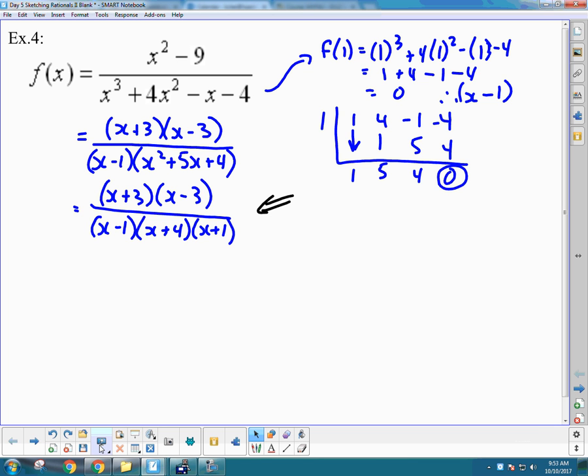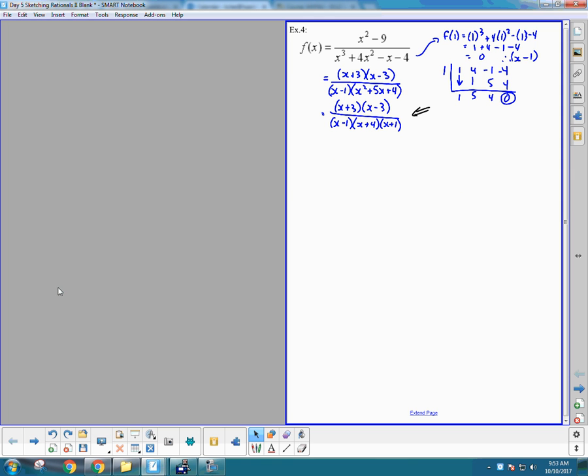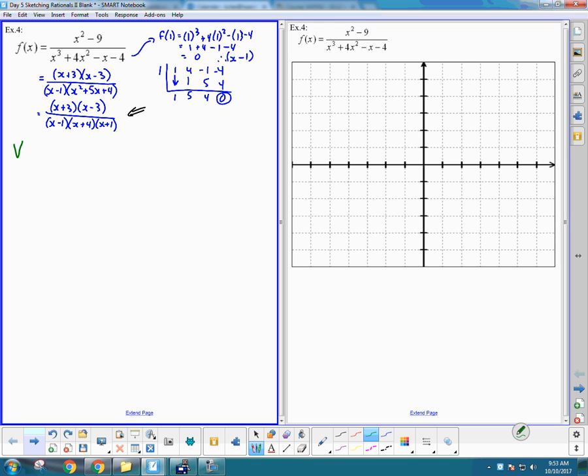So I'm going to go split screen here so that whatever we discover on the left-hand side, we'll be able to do on the graph right away. Our first thing we're going to investigate is vertical asymptotes. You should see that there are going to be 3 in this case. They're going to happen at 1, negative 4, and negative 1.